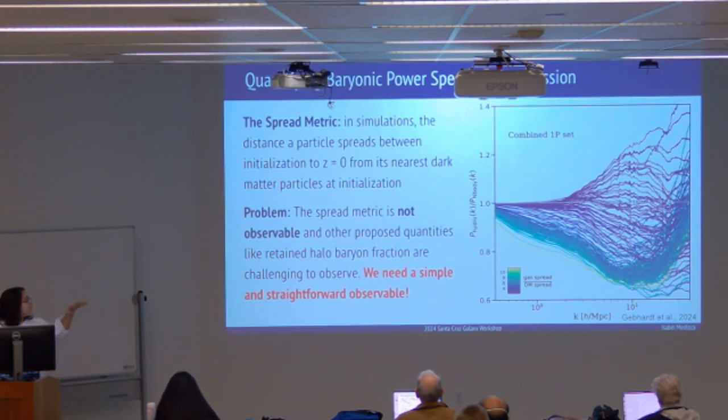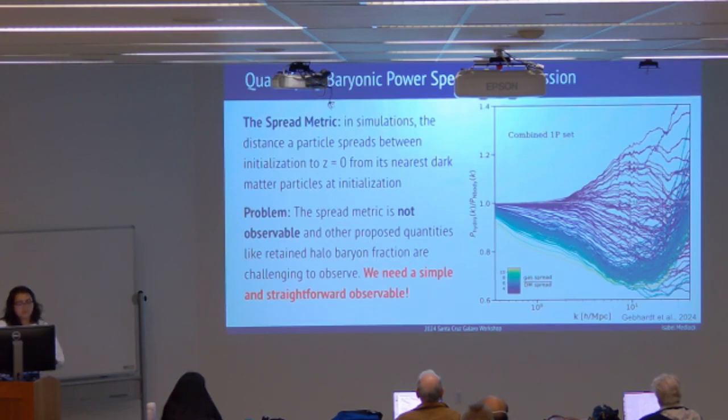Matt showed that this normalized spread, gas spread over matter spread, is a very good proxy for identifying the degree of suppression at scales below, say, a given scale of the matter power spectrum. So it's a very promising quantity.